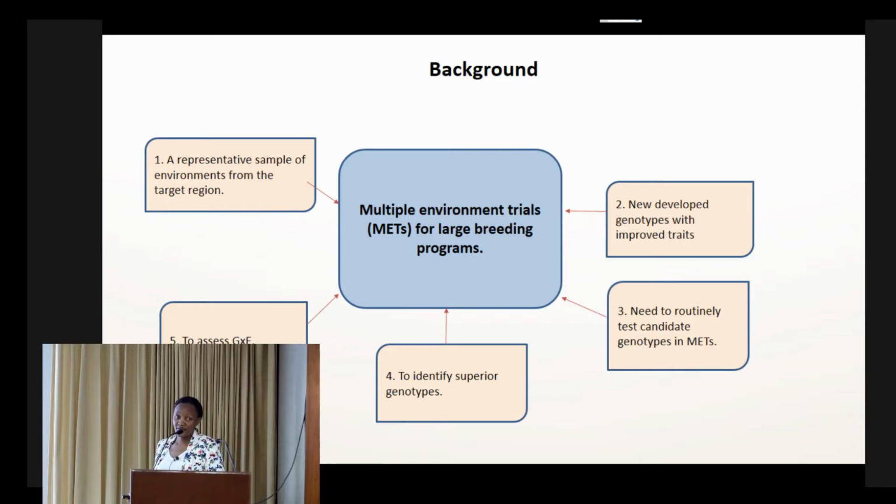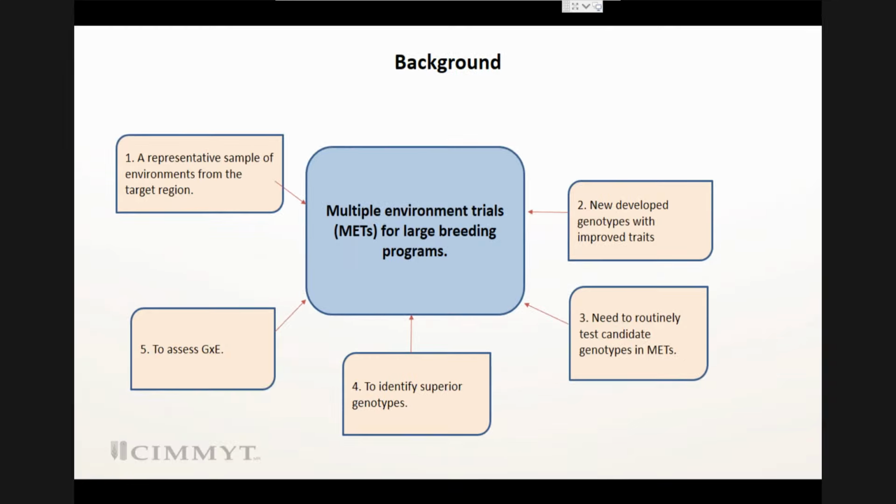This is a simple background of multiple environment trials. So we are looking at a representative sample of environments from the target region. We are trying to develop new varieties. There is need to routinely test candidate genotypes in these to identify those which are superior and to assess G by E, to be able to understand its trends, patterns, and then help inform the selection decisions.